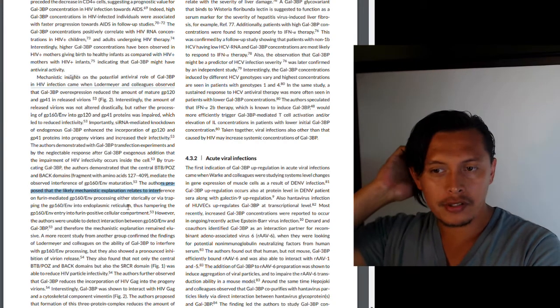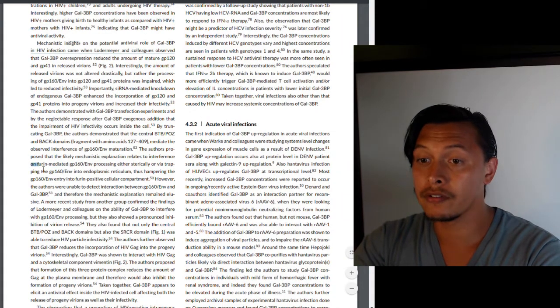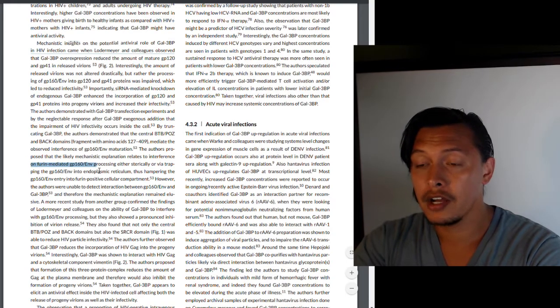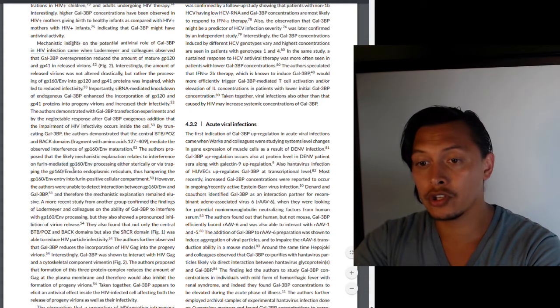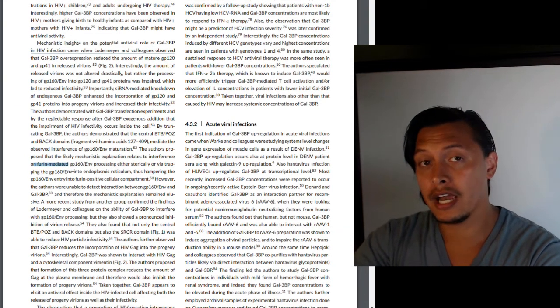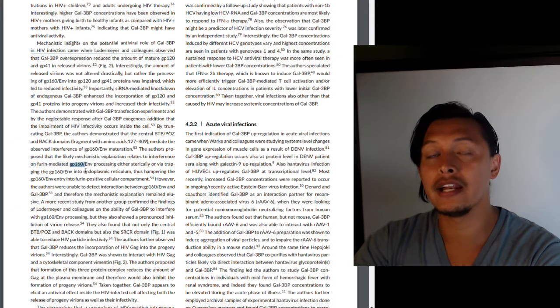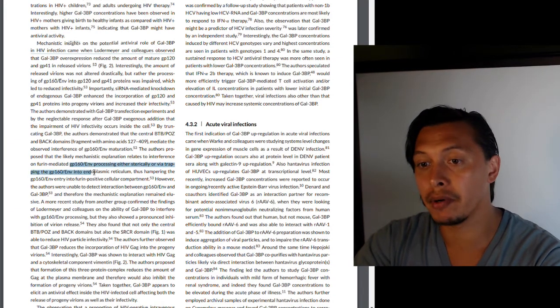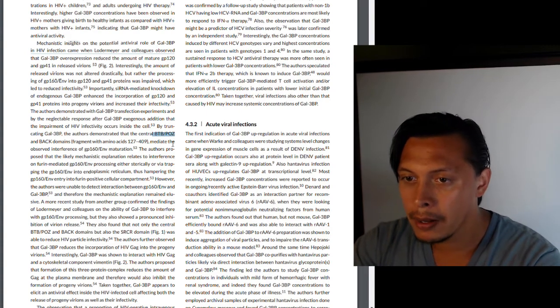So the authors propose that the likely mechanistic explanation relates to the interference of the furin-mediated GP160 envelope processing. Furin is one of the proteolytic enzymes that is able to break apart these HIV proteins into other proteins. It's not the only protease that can do this, I believe, but it is one of the best at doing this.